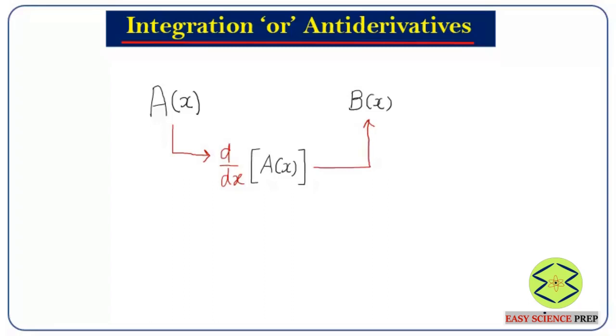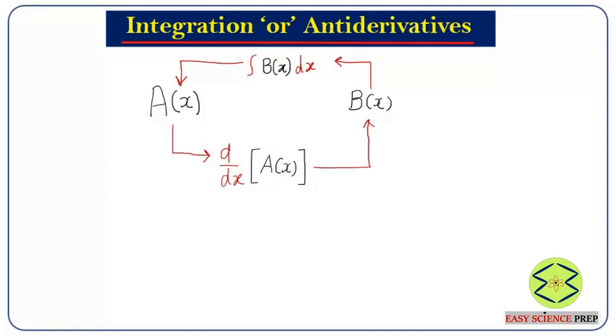But if you find the integration of b of x, which is given as the integration of the function b of x with respect to x, we again get back to function a of x. It means if you find the derivative of function a of x, you get b of x. And if you find the integration of function b of x, you come back to a of x. It means derivatives and integration both have opposite effects.